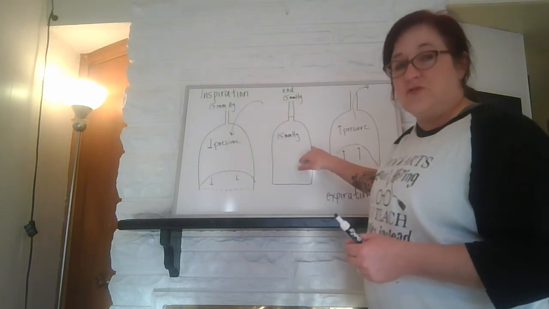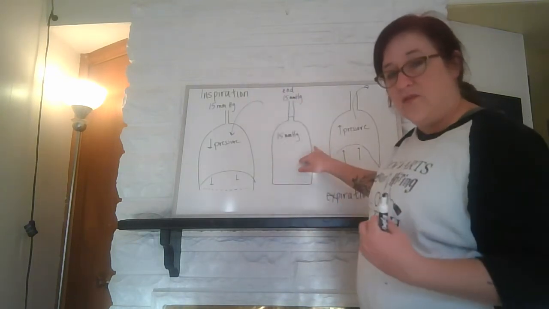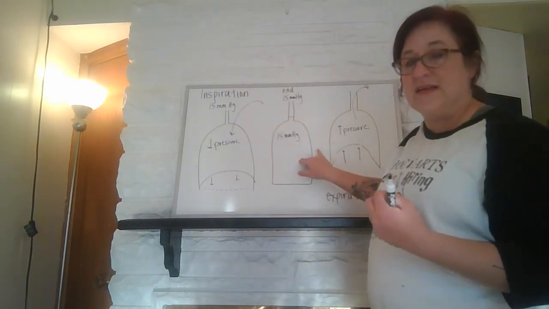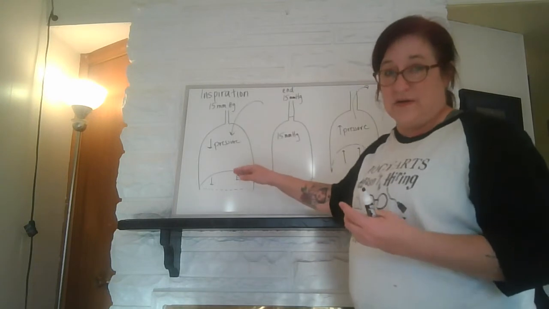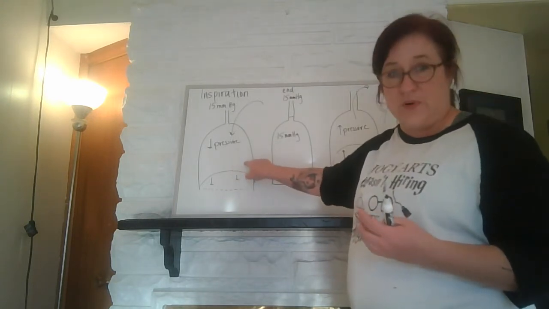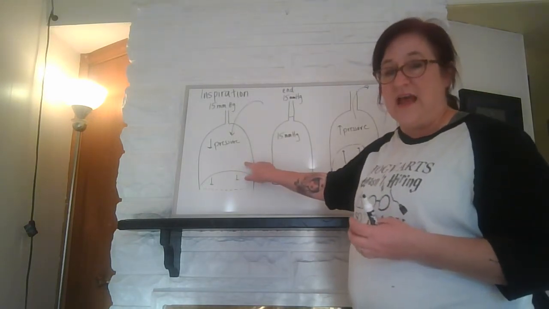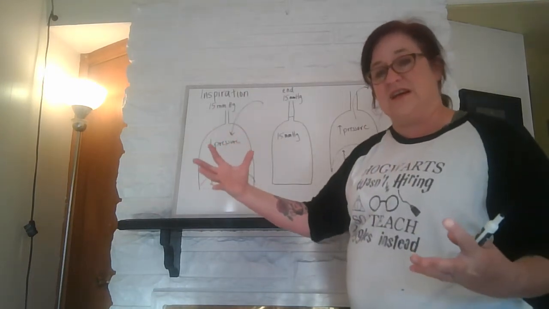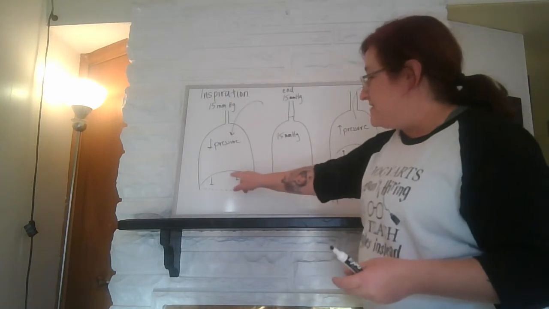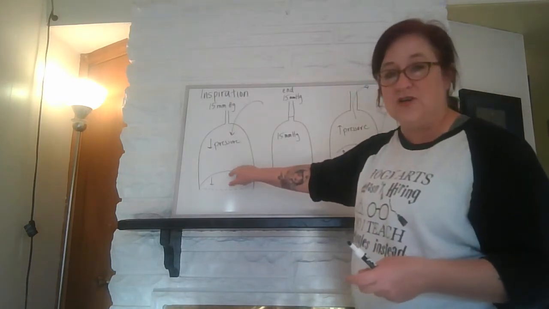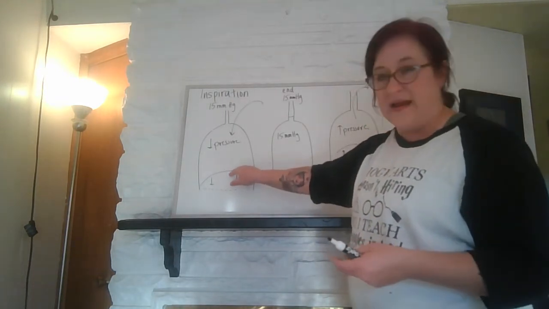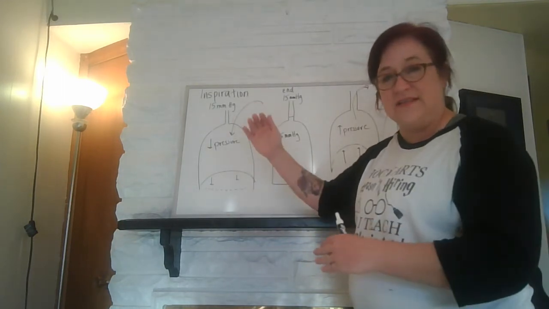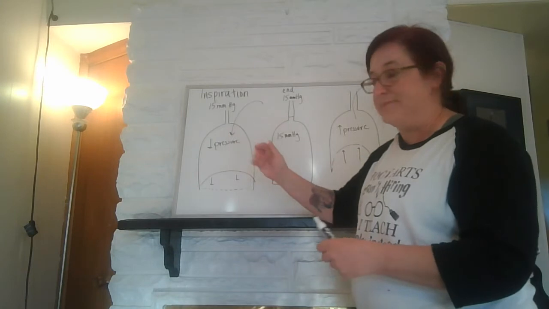So if I want to draw breath in, or bring air in, or have air move down its concentration gradient, then I have to create a gradient. I have to decrease the pressure in the chest cavity. And the way I can do that is increase the size of the chest cavity. And the way that's done is to contract the diaphragm. When I contract the diaphragm, it moves downwards and increases the size of the chest cavity.